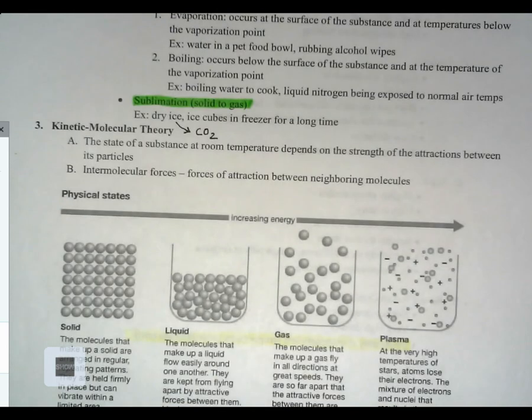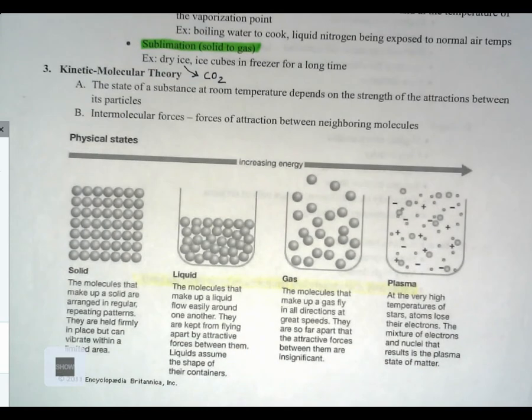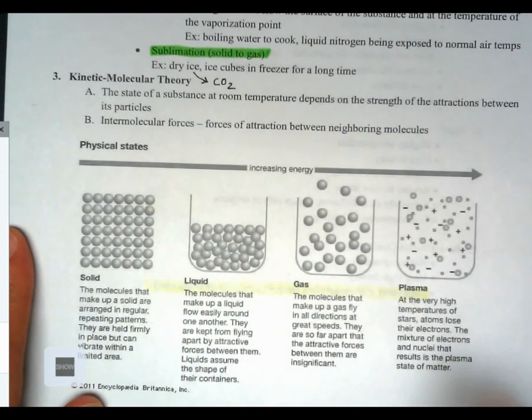And what happens in a phase change is essentially the molecules either get closer together or further apart. Remember, that's the only difference. It's not a chemical change. Just physically, the molecules get further apart or closer together. That's what causes it to go from a solid to liquid to a gas, or gas to liquid to solid. Make sense? Or plasma too, but we're not really doing much with that.